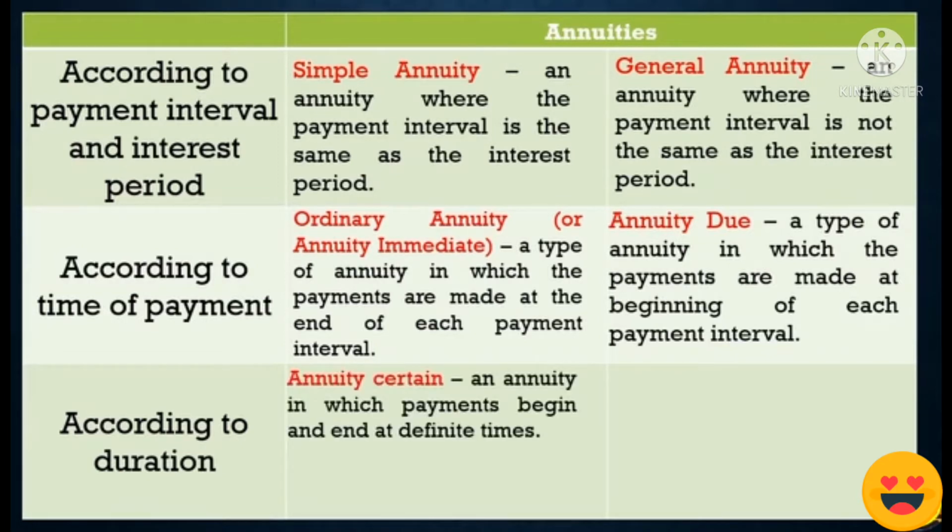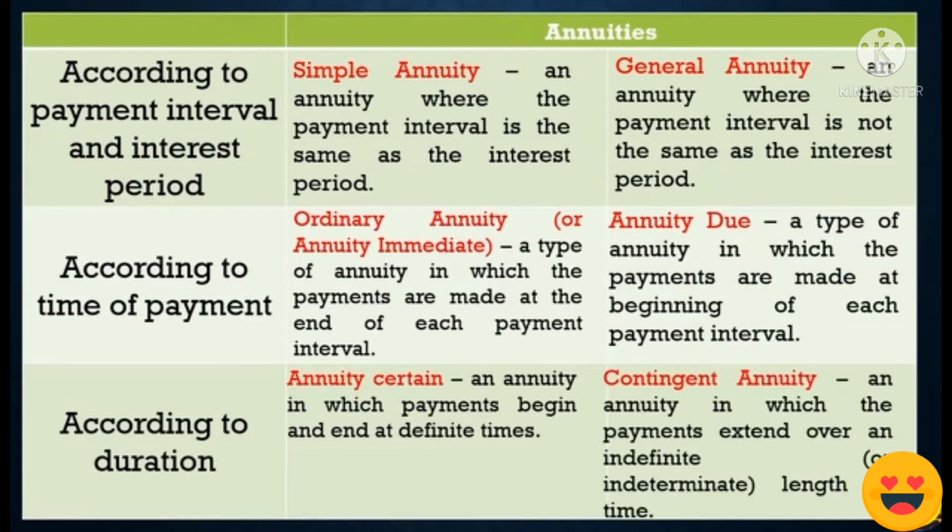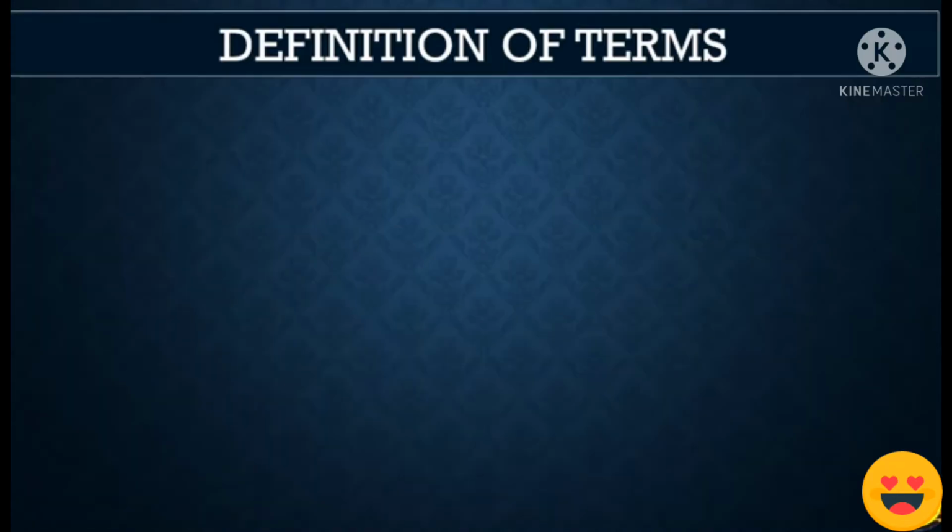Pag according to duration, annuity certain is an annuity in which payments begin and end at definite times. At pag sinabi naman natin contingent annuity, an annuity in which the payments extend over an indefinite or indeterminate length of time. Also, we need to familiarize some of definition of terms na ma-encounter natin sa video lesson na to or sa topic na to.